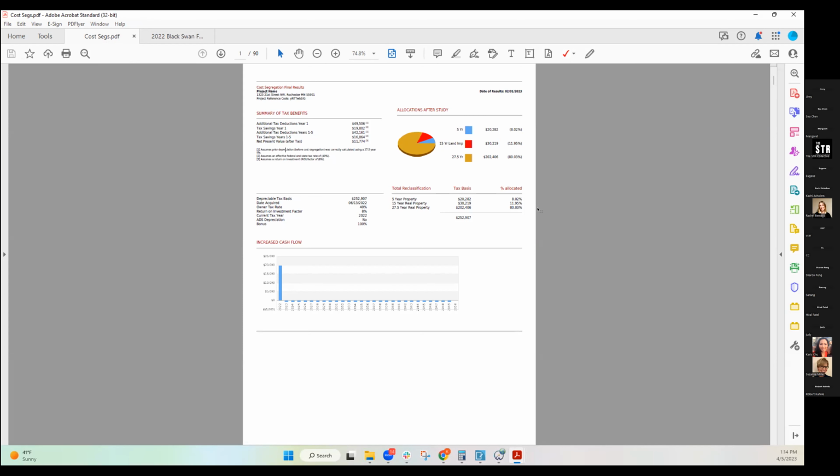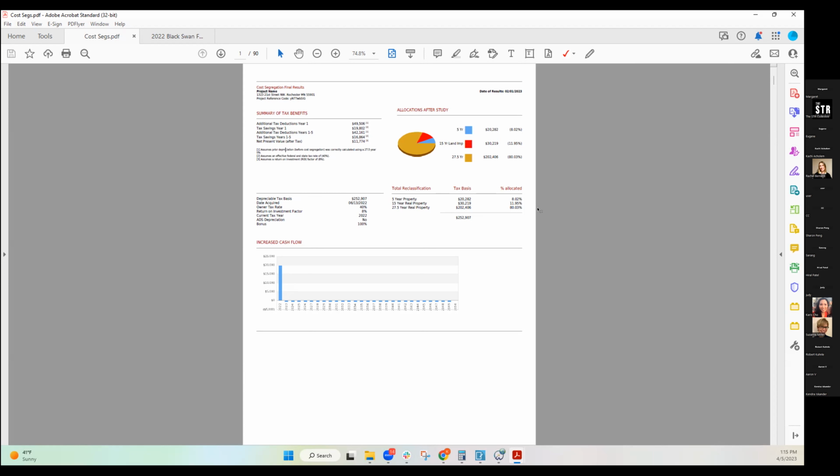Land is not depreciable. It is never depreciable. So just know that land is not depreciable, but your building itself, that piece that is broken out, is going to be subject to 27.5 years. So you're taking those benefits of depreciation over 27.5 years. But what cost segregation studies allow you to do is accelerate bonus depreciation.